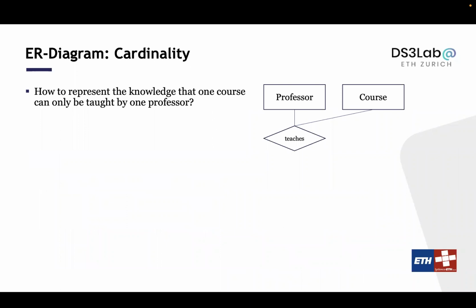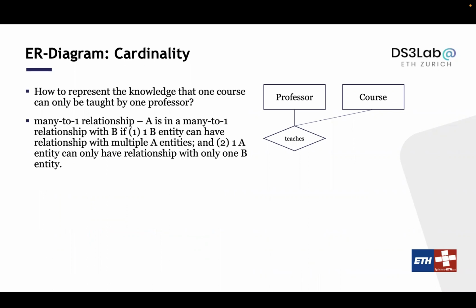And then there's the other way around. Given the same thing, if I want to say that one course can only be taught by one professor, what should I do? There's the other side of the one-to-many relationship, called the many-to-one relationship. If A participates in a many-to-one relationship with B, it actually means the other way around. That is, a single B entity can have a relationship with multiple A entities, but a single A entity can only have a relationship with one B entity.